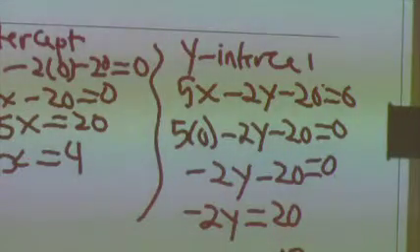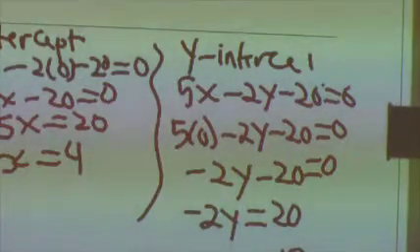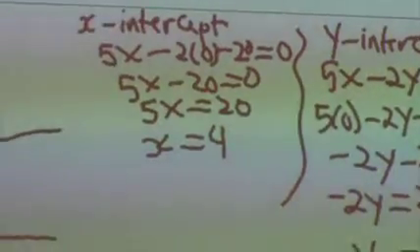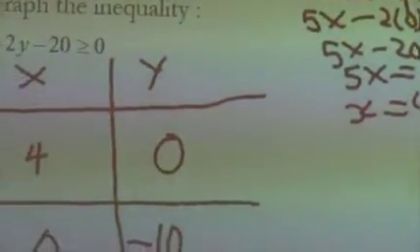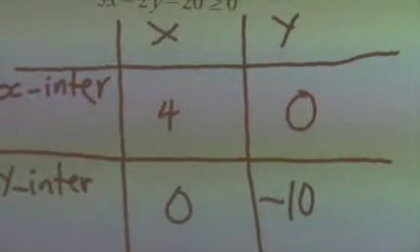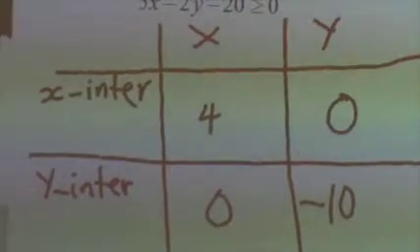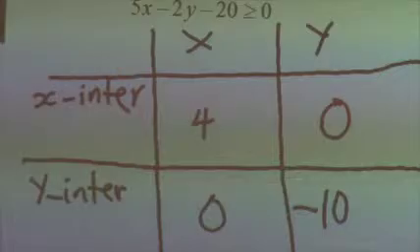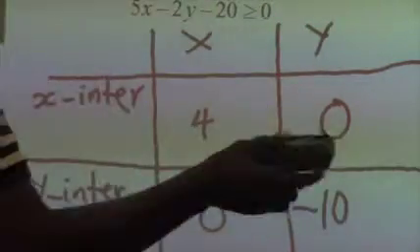So basically, what I have here now is that my x-intercept is 4, 0. My y-intercept is 0, negative 10. So I can graph my inequality. I'm going to clear up this end so that we can see our graph easily over there.